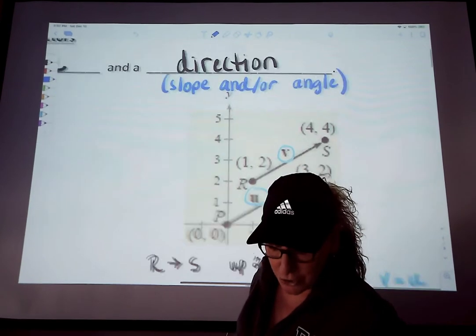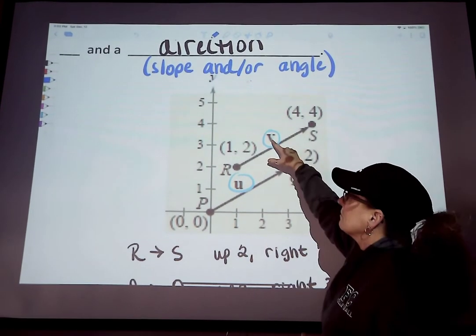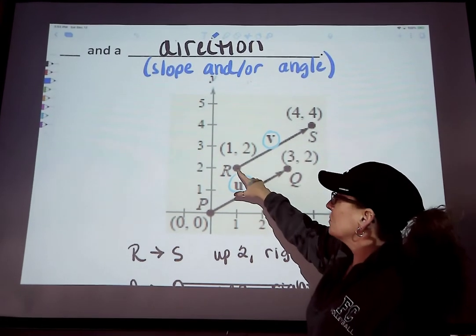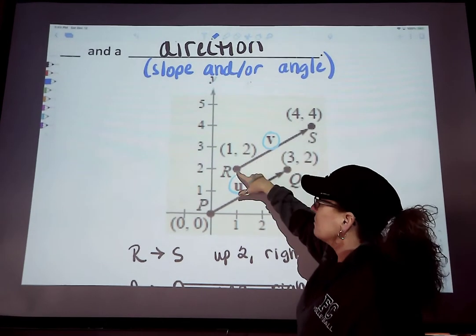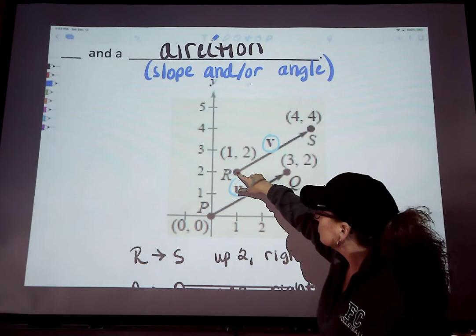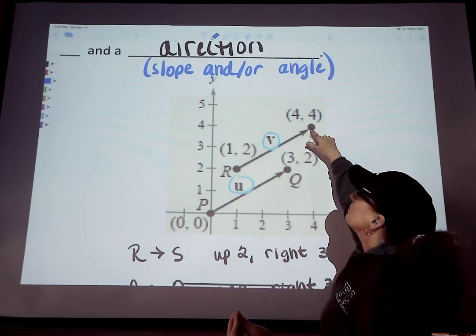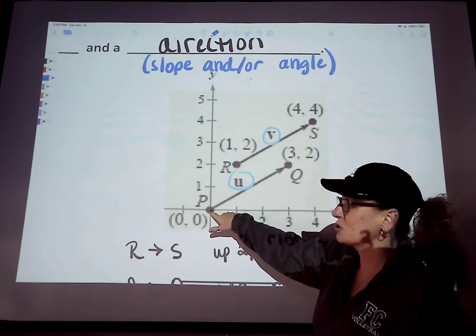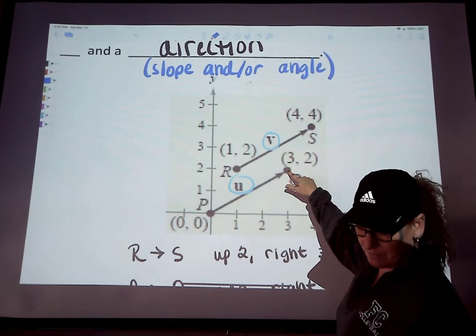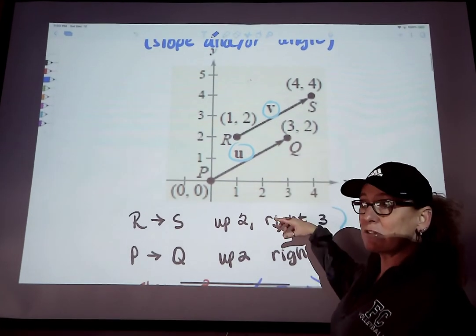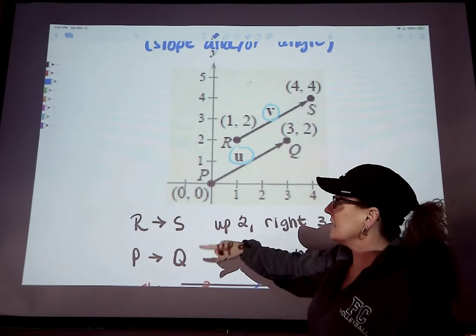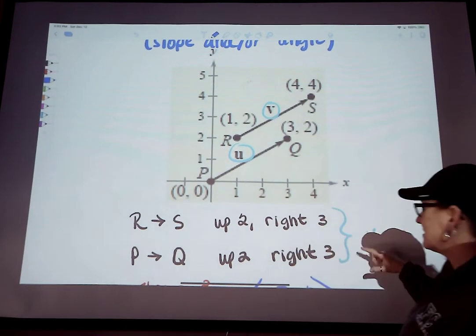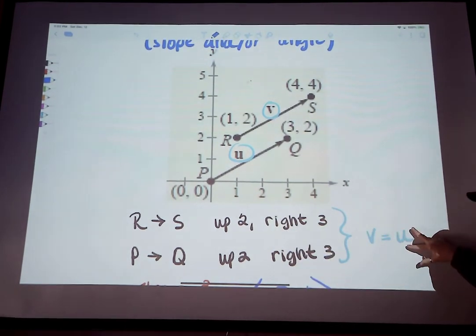So there are two vectors drawn on this graph over here. One of them's name is v, one of them's name is u. For vector v, the initial point was R, and we traveled to the point S. Initial point P traveled to the point Q. So we call this the initial point, this is the terminal point. And you can see that the vectors are equal because in each vector, to get from one point to the other, we went up 2 and right 3. So we can say that since these are equal, then the vectors are equal.